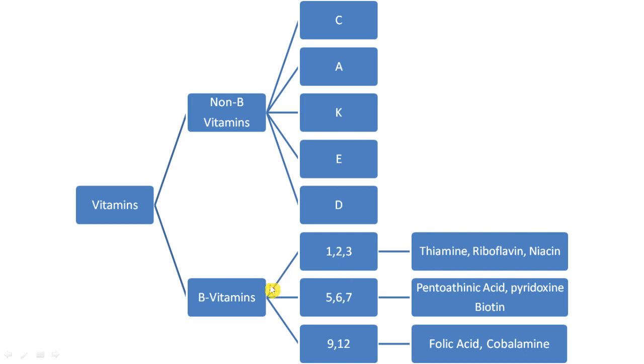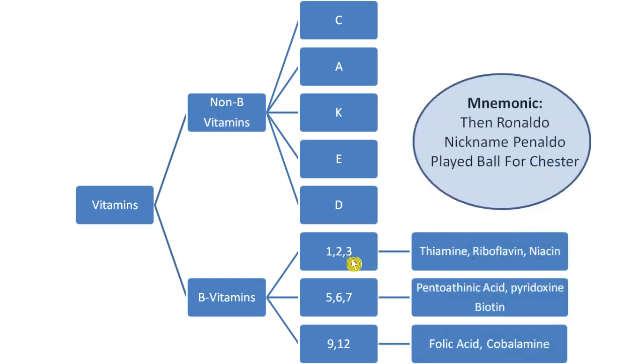Now each of these B vitamins has a separate name. Don't bang your head. There is an easy mnemonic to remember the name of each of these vitamins, and that is: Then Ronaldo, nicknamed Penaldo, played ball for Chester. You do know Ronaldo, the star player currently playing for Juventus, but he played for Manchester in the start. So you can remember by the mnemonic: Then Ronaldo, nicknamed Penaldo, played ball for Chester.